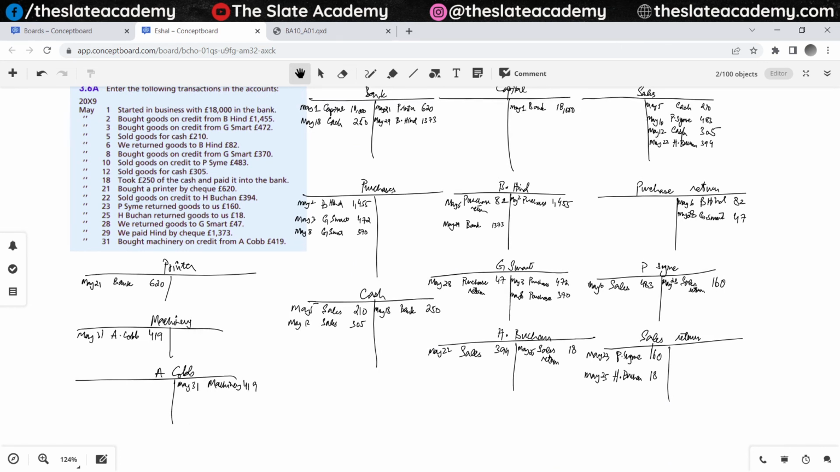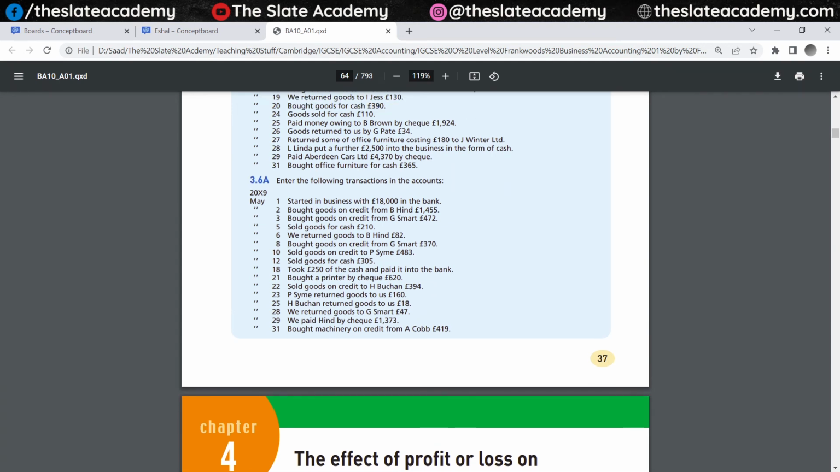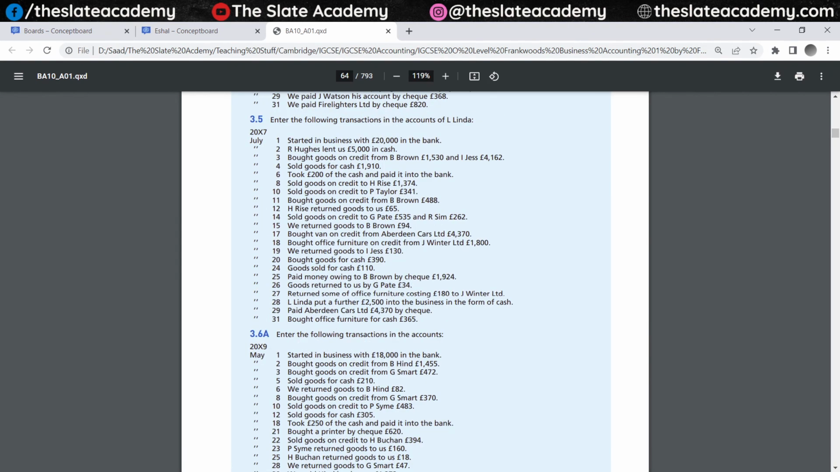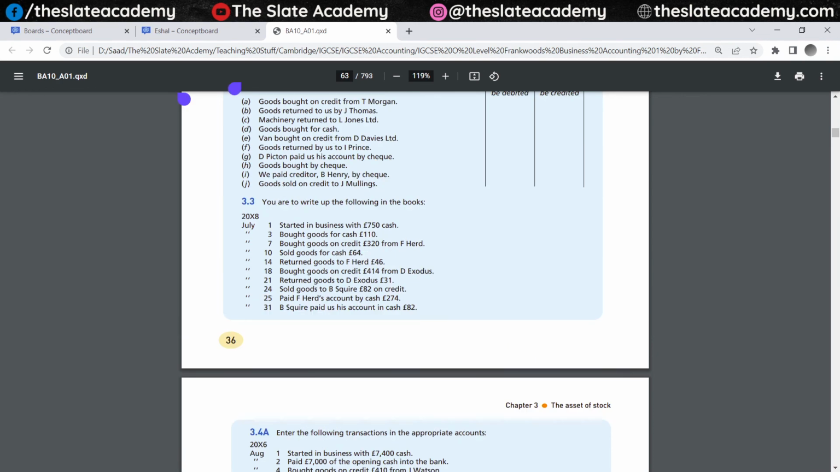May 31. Okay, this is it for this question, and this is how you would do the rest of the questions as well. For your homework, if you could please attempt 3.5, 3.3, and 3.1. 1, 3, and 5.